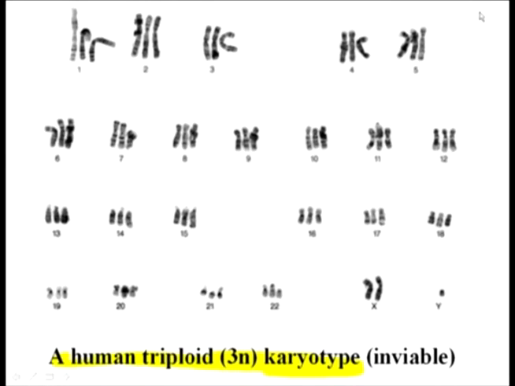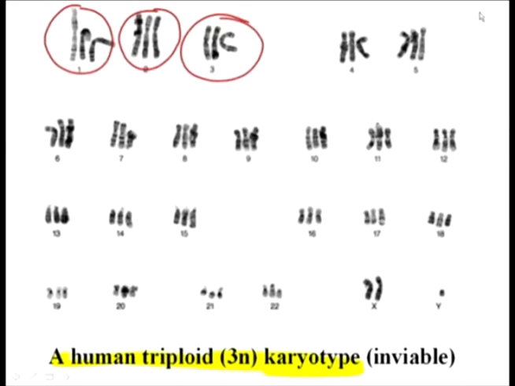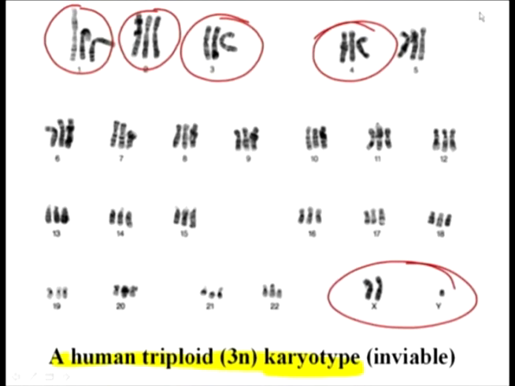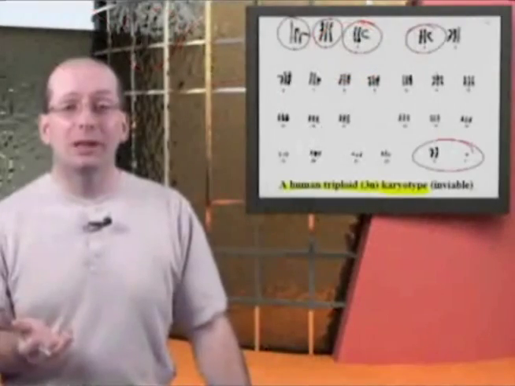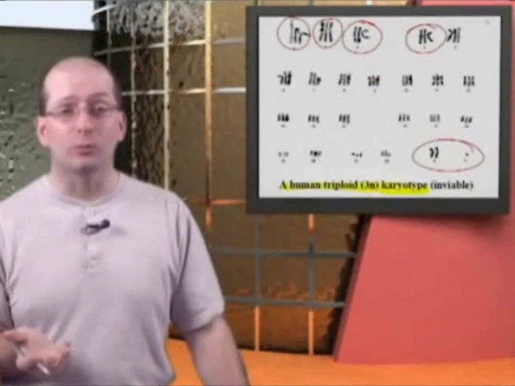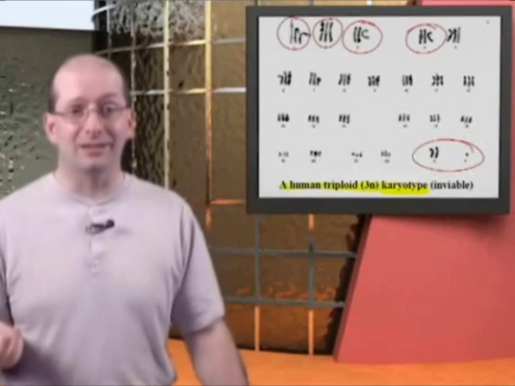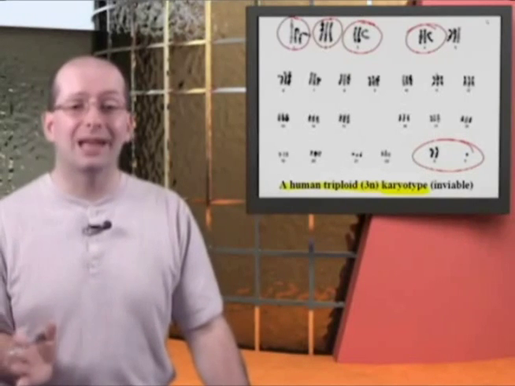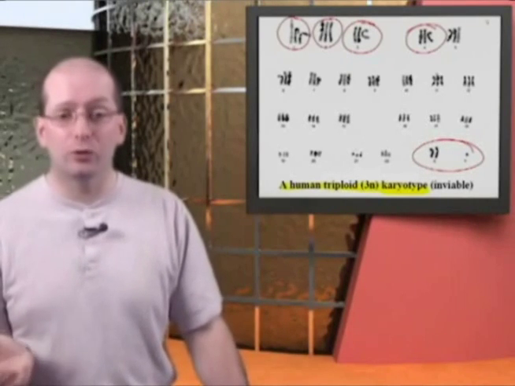If you notice, check it out. There are 3 copies of every chromosome. We can go all the way down the line, and here's 3 of the sex chromosome pair. It should be 2, right? If you count them all up, this individual has 69 chromosomes. A human cannot tolerate that, guys. It's just incompatible with life due to dosage effects and other things.